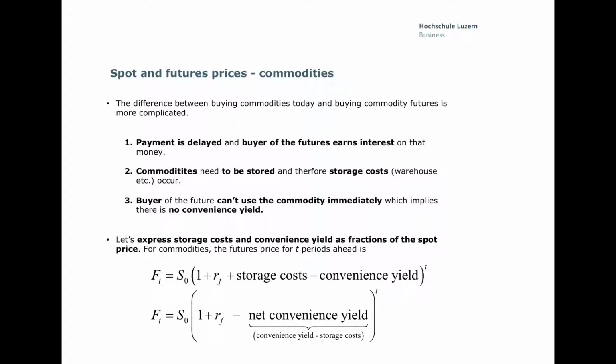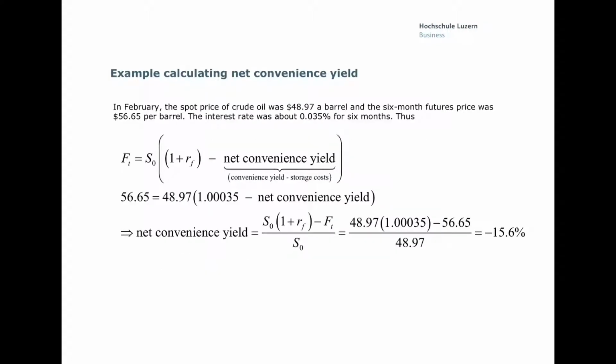Since storage cost and convenience yield can't be observed, we infer the difference between them by comparing spot and futures prices. The difference, that is simply convenience yield less storage cost, is called net convenience yield. This definition allows us to rewrite the pricing formula as follows. Let us take a look at the following example to better understand how to compute net convenience yield.